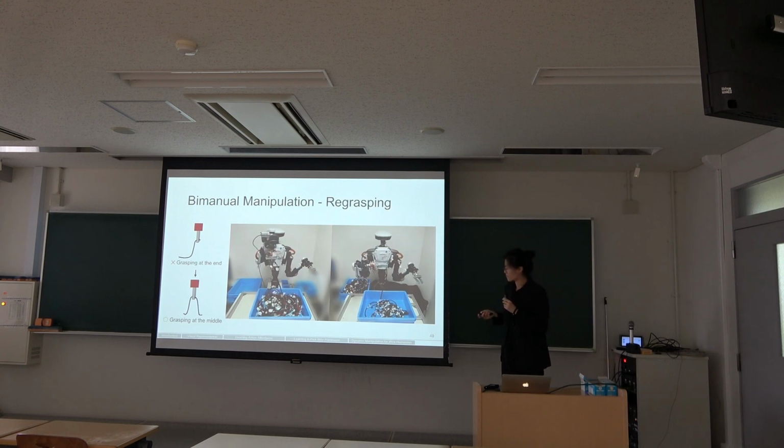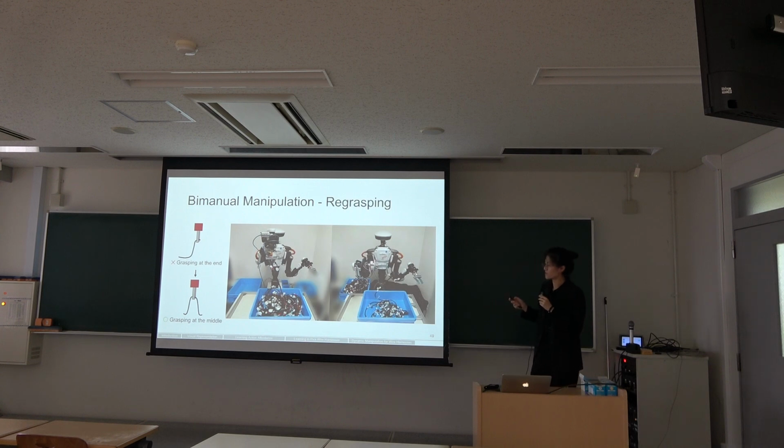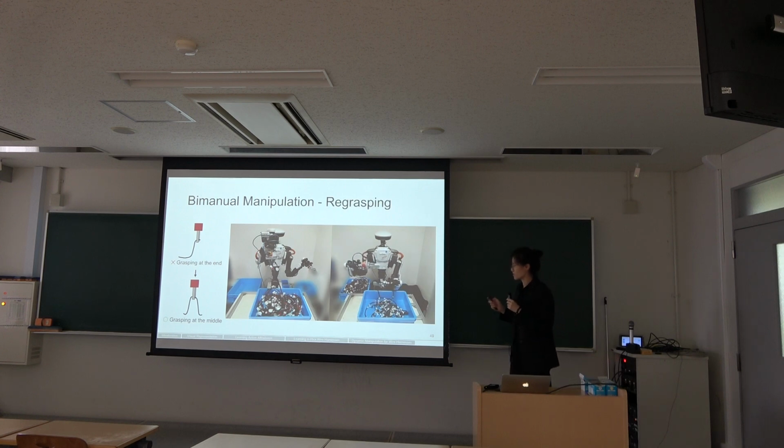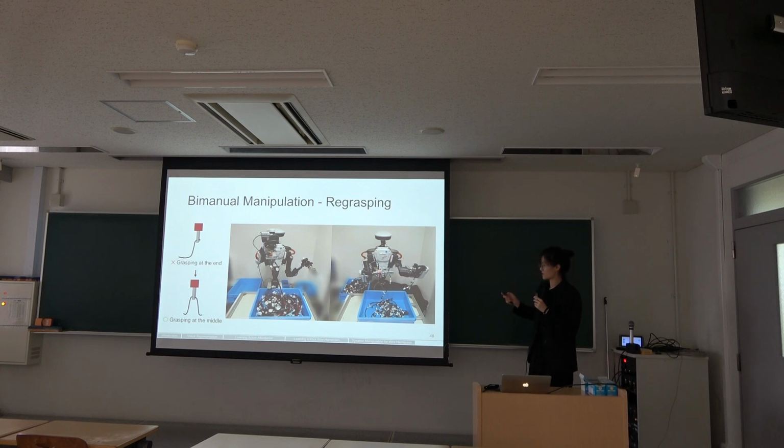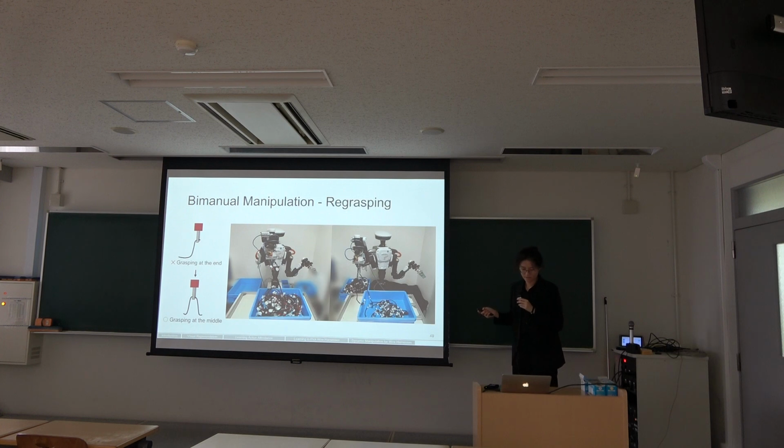And we also see it can perform on the longest objects, which our prior works could not address. So basically, the motion strategies are the same, and our regrasp motion can be successfully applied on the longest objects.